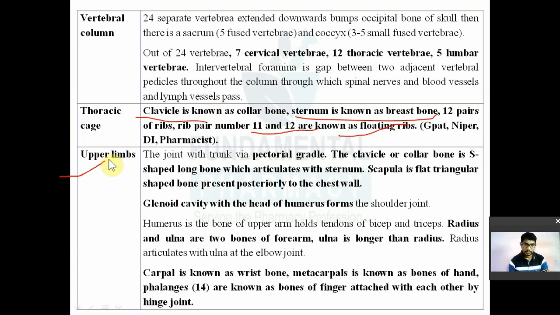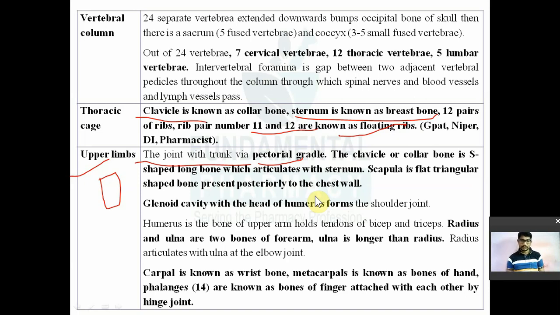देन अपर लिम्ब्स. सो आपका अपर लिम्ब्स में कितने बोन्स हैं? तो द अपर लिम्ब विल जॉइन टू ए ट्रंक via pectoral girdle. Upper limbs will join to a trunk. Trunk means this part of your body, जो भी आपका main part है, that is known as trunk. These are known as upper limbs, your hands. So they will join by pectoral girdle.